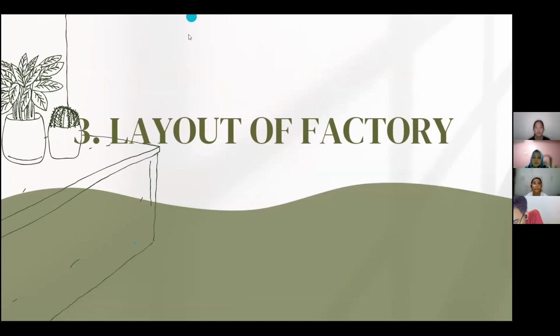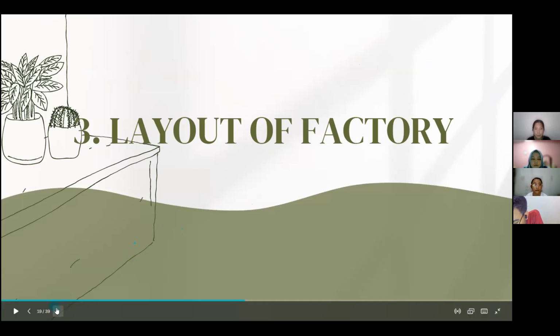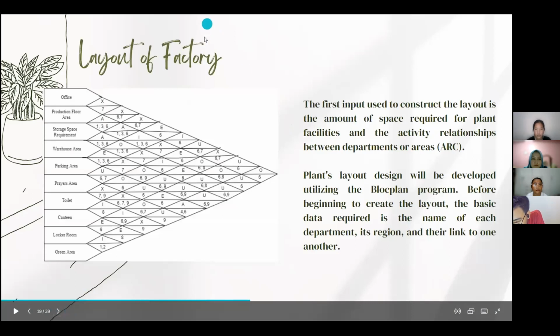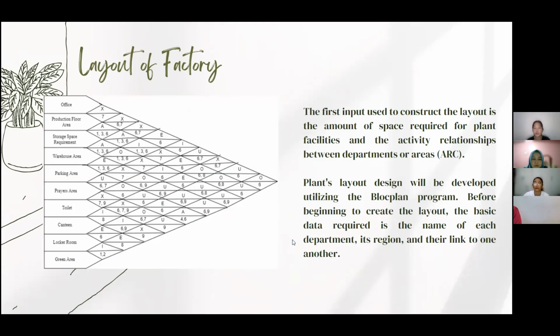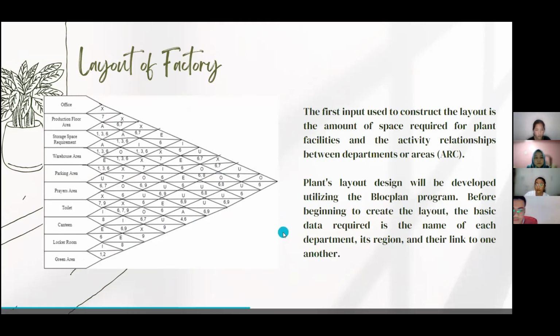The next is layout of factory. The first inputs used to construct the layout are the amount of space required for the plant facility and the activity relationship between departments or areas. The plant layout design will be developed utilizing the block plan program. Before beginning to create the layout, the basic data required is the name of each department, its region, and their link to one another.